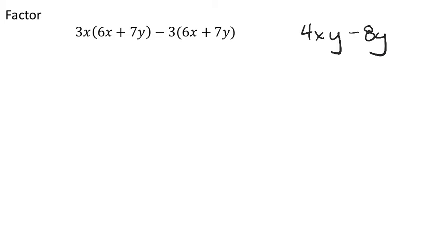I just want to focus on the y's right here, right? So you see the y's right there. You can yank out a y from each of these. I know it's not fully factored, but then you'd have 4x minus 8 right there. That's by factoring out just the y. It doesn't matter if this is a binomial right here. You can factor it out.